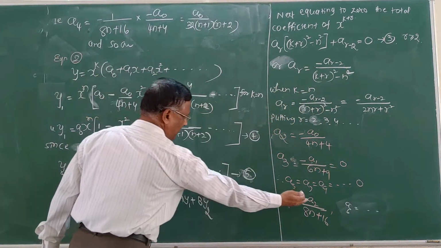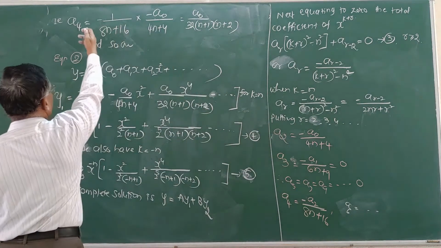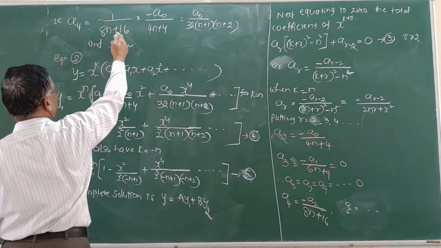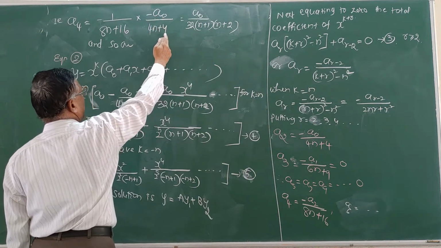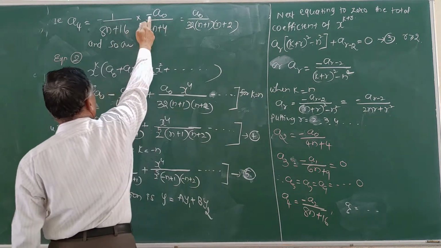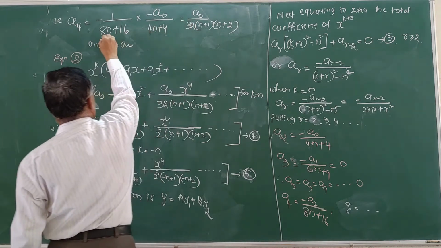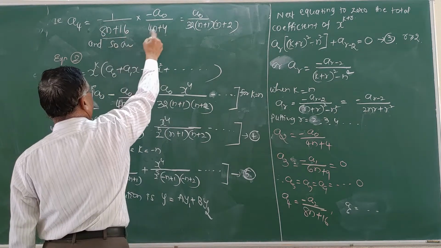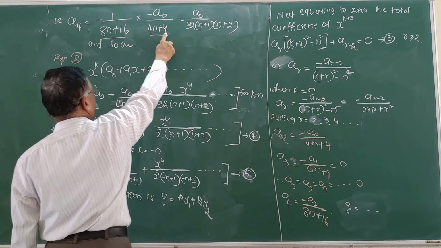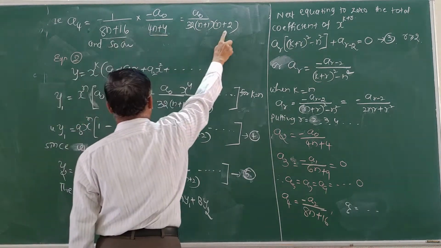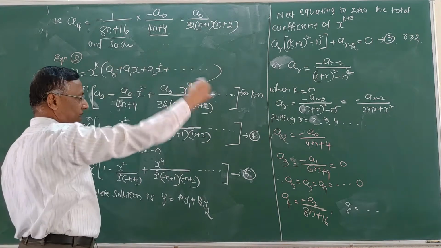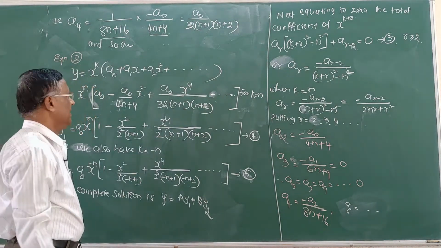By substituting the a2 value, we get a4 equal to minus 1 divided by 8n plus 16 into minus a0 divided by 4n plus 4, or minus into minus is plus, a0 divided by 32 into bracket n plus 1 into bracket n plus 2, where 8 is common between these two and 4 is common between these two, giving 32. Like this we can obtain the values of a6, a8 etc.